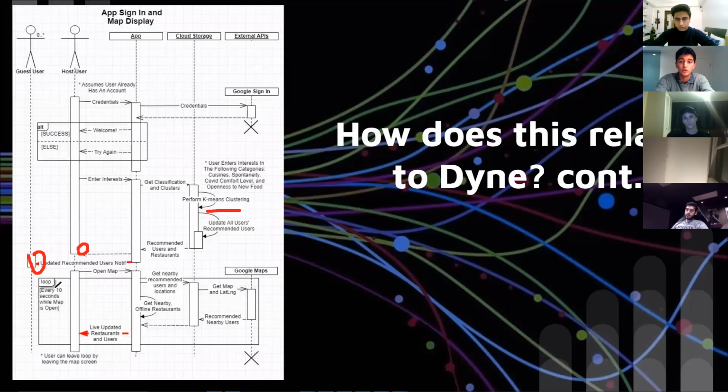Similarly, if you're showing the map, you want to loop every 10 seconds. You want to load the map live with new user locations. You get nearby recommended users, you get the location of your current user, display the recommended nearby users, and then you show that to the user here. And of course, the user can leave the map anytime they want. So that's a very high level look at what our application does, and one of the features our application has. I'll just stop annotating now.